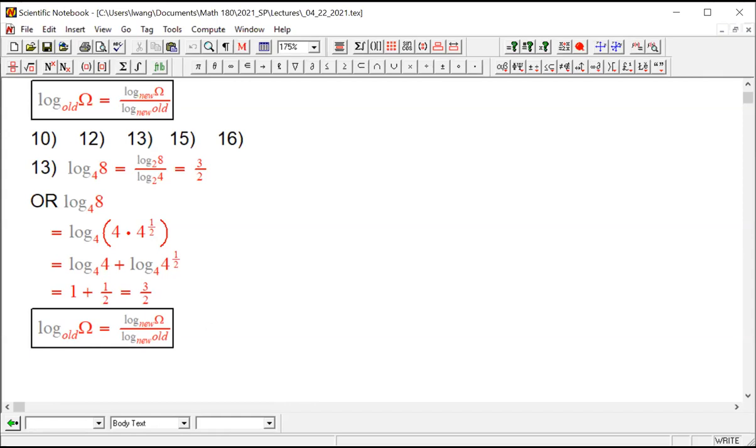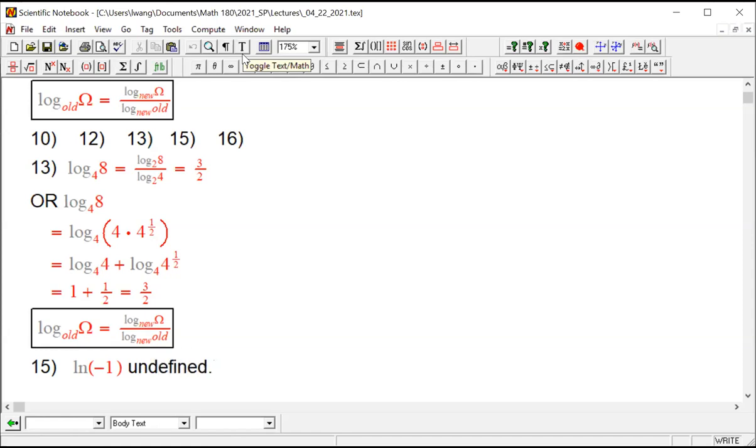So fast forward. Do you think you can handle all of the rest of them, or shall we try a few more before we move on to the next section? Okay, 15, 16. Tell me, what's the answer for 15? So what did you get for 15? 15 should be undefined. That's right.